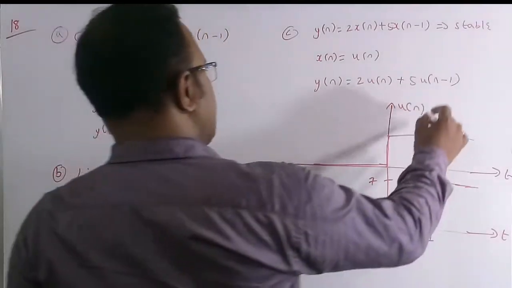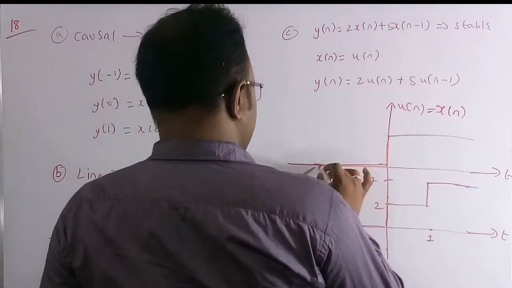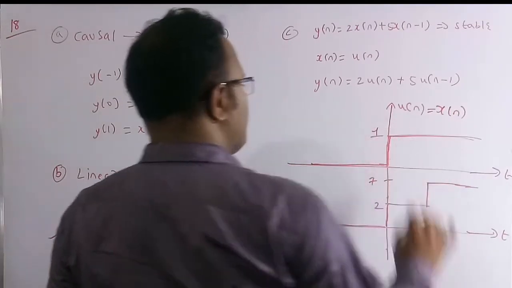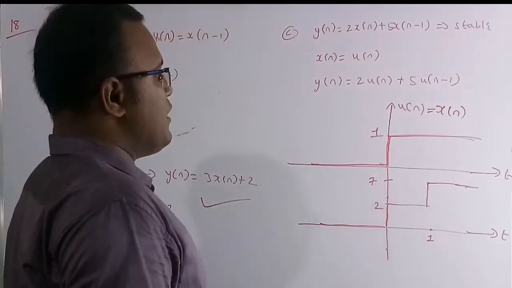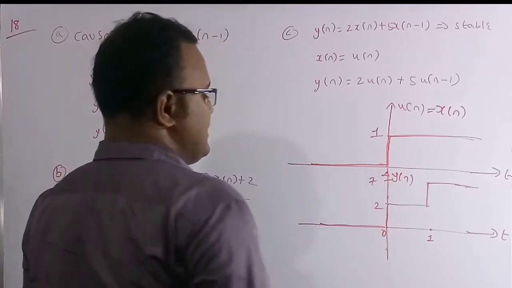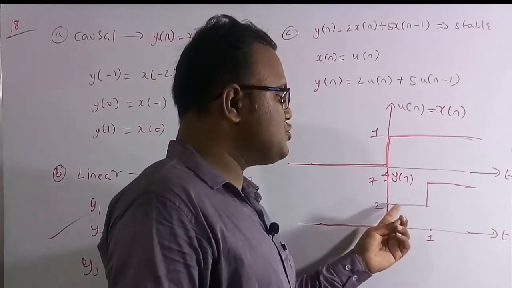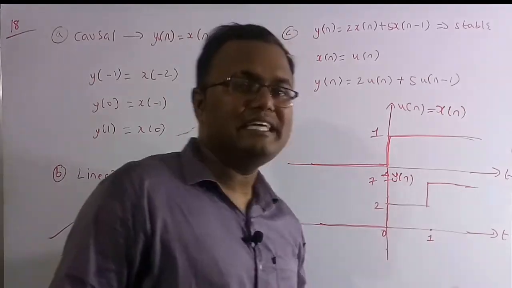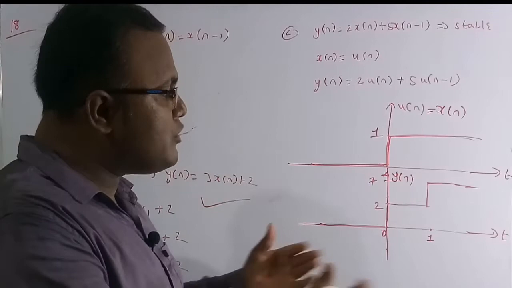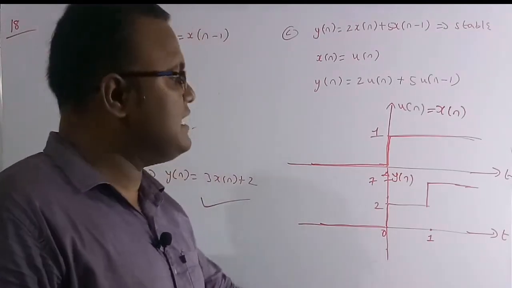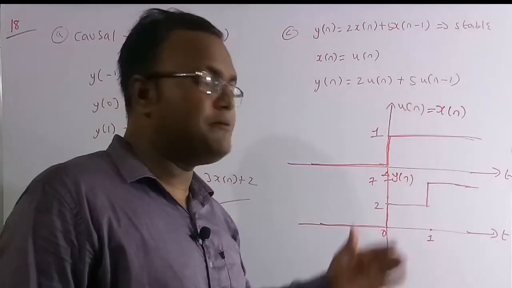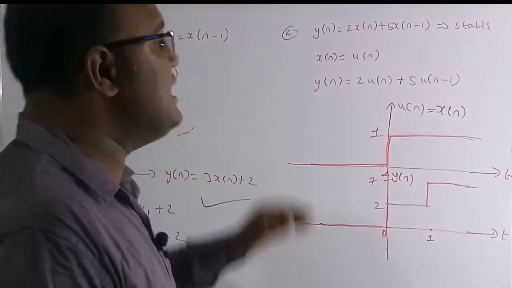This is the input, x of n is equal to u of n. For n less than 0 it is 0, for n greater than or equal to 0 the value is 1. But for the output y of n, this is the figure: for n less than 0 it is 0, for 0 to 1 the value is 2, from 1 to infinity the value is 7. It is going to have some finite value at each and every instant. So it is not going to have any infinite value. That is the reason it is going to have a bounded output. So for a bounded input we are going to get a bounded output. Therefore this system is said to be a stable system.